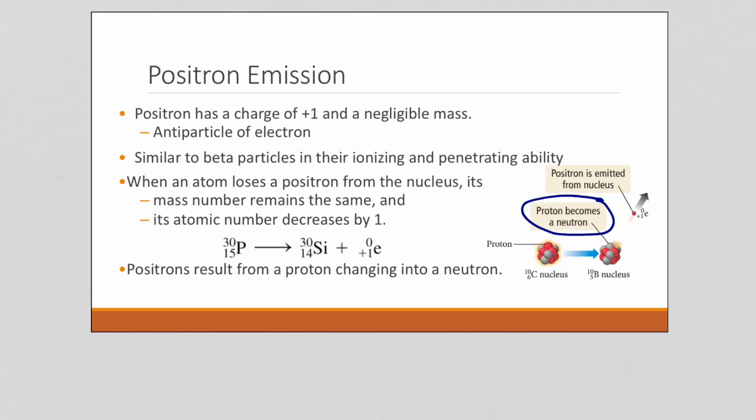So it has similar ionizing and penetrating ability to a beta particle. So very similar in most ways to beta, except for what's functionally happening in the nucleus. But again, notice the balance top to bottom and the functional result of the atomic number going down 1. So phosphorus is going to turn into silicon.